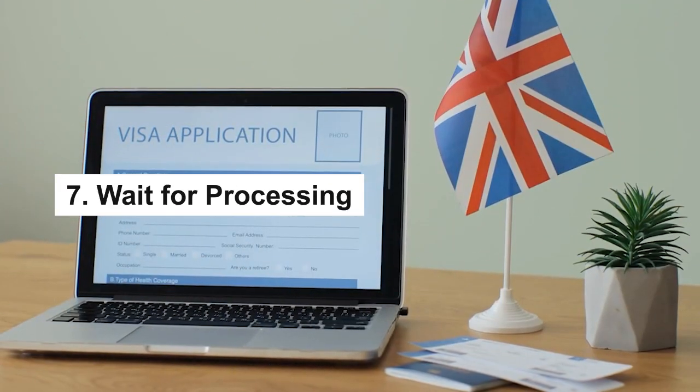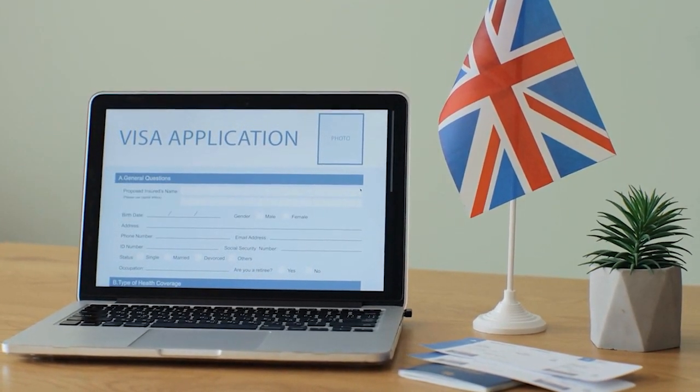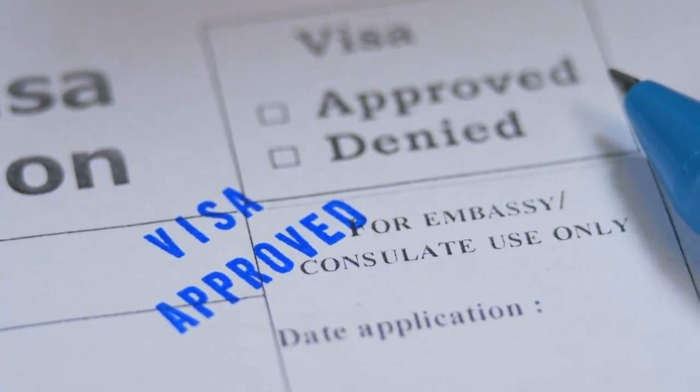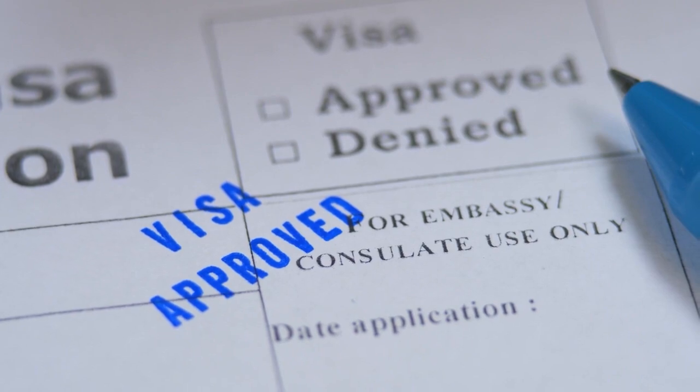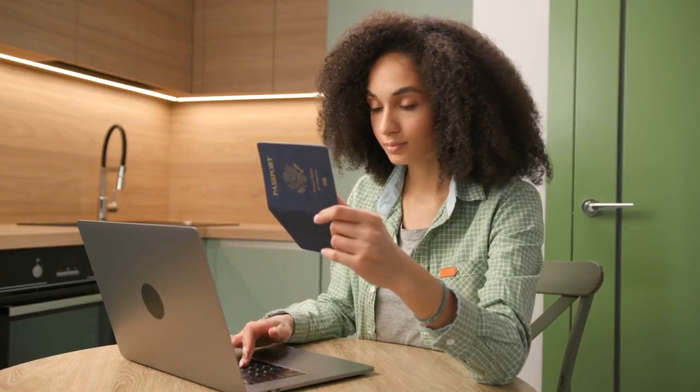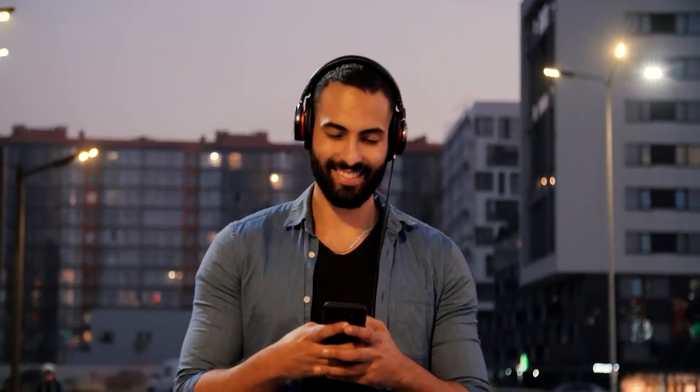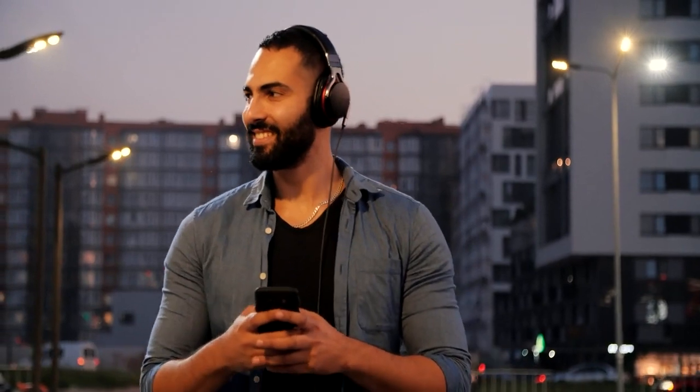7. Wait for processing. After submitting your application, wait for it to be processed by the Italian authorities. Processing times vary depending on the type of permit and other factors. 8. Receive residence permit. If your application is approved, you will receive a residence permit, allowing you to live and work in Italy for the specified duration. Some residence permits may lead to permanent residency after a certain period of time.